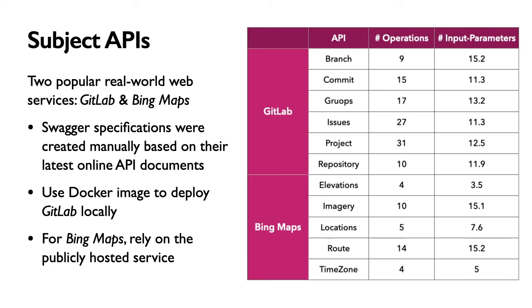Since there are no official specification files for these APIs, we chose to create Swagger specifications based on their latest online API documents. We used an existing Docker image to deploy and test a local version of GitLab and used the publicly hosted service of Bing Maps to perform testing.